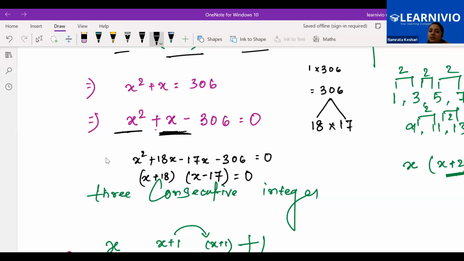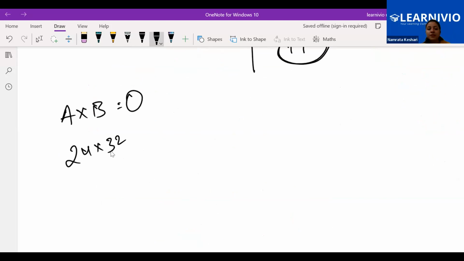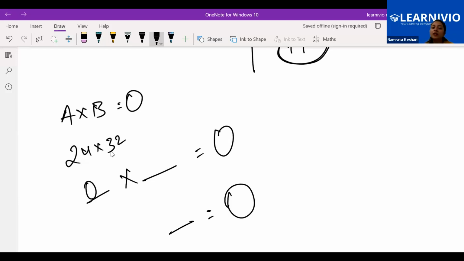Now the logic in mathematics says that whenever there are two terms and the multiplication of them is 0, that means any one of them is 0. Any one of them is 0, then and only then the multiplication result is 0. If you multiply 24 into 32, the result will not be 0. If you multiply any two numbers which are not 0, the result will not be 0. So to get the result 0, either this one has to be 0, or this one is 0.